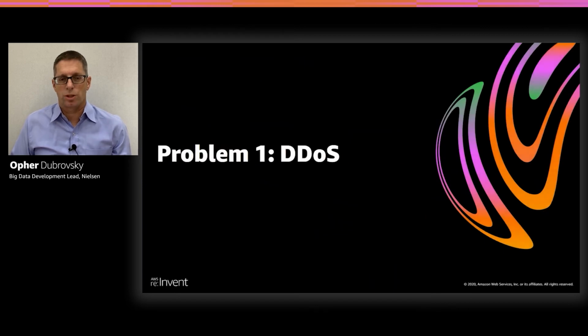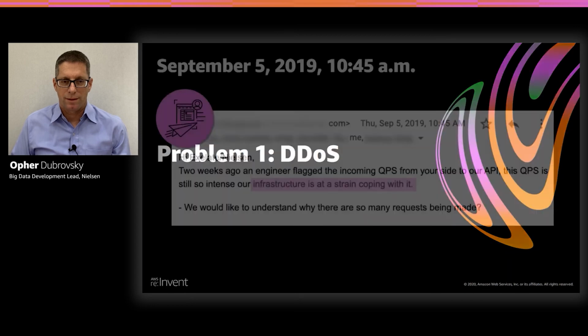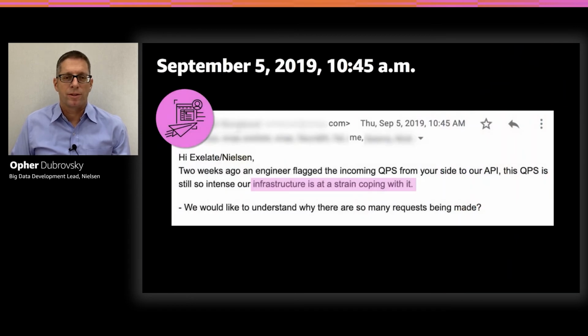The first one, which is slightly surprising, is DDoS. On September 5, 2019, 10:45 a.m., we got an email from a partner, and it said the following. Two weeks ago, an engineer flagged the incoming queries per second from your side to our API. This was so intense, our infrastructure was at a strain coping with it. We were practically flooding our partner's system.